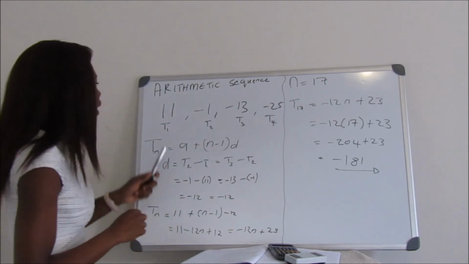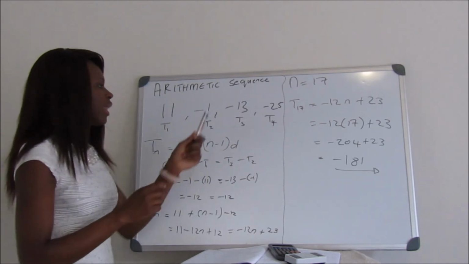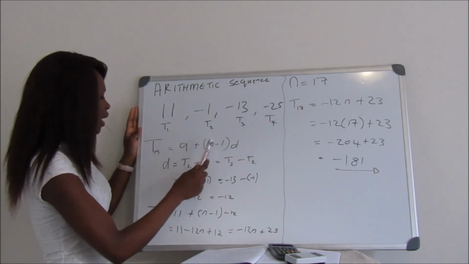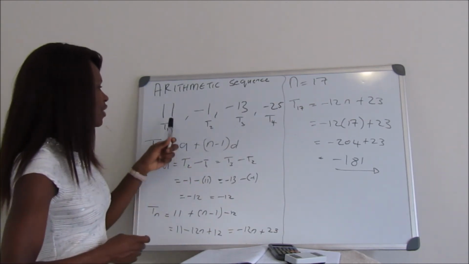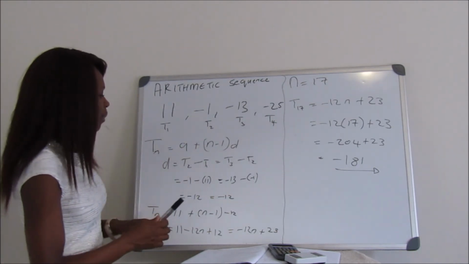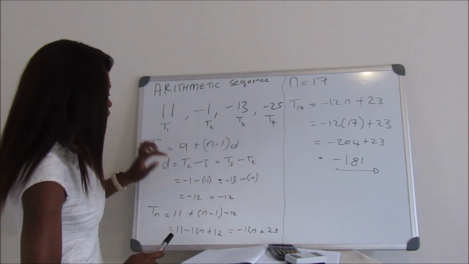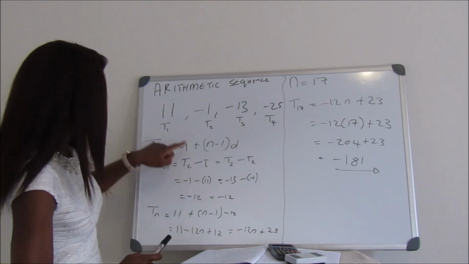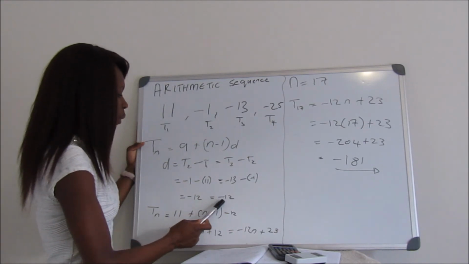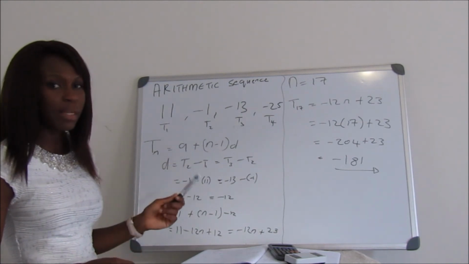Just a quick recap. This is the sequence that we are given: 11, negative 1, negative 13, negative 25. From the sequence, we know that our a, which is the first term, is equal to 11. Then our d, the common difference, we found by saying T2 minus T1 is equal to T3 minus T2: negative 1 minus 11 gives negative 12, and the same for T3 minus T2, we still got negative 12. That's just a confirmation that our sequence is an arithmetic sequence.